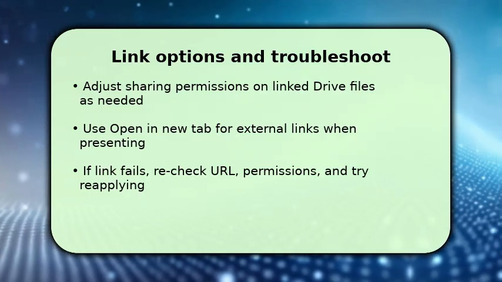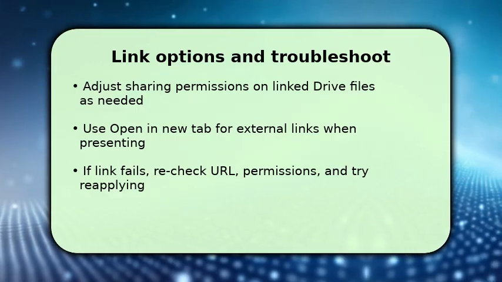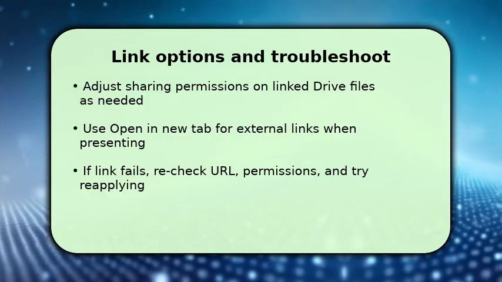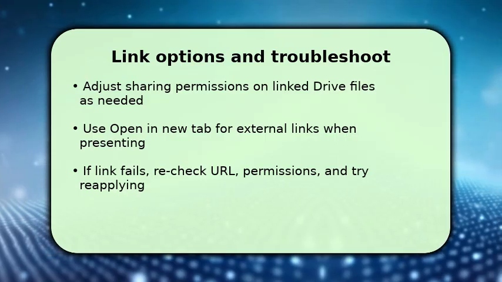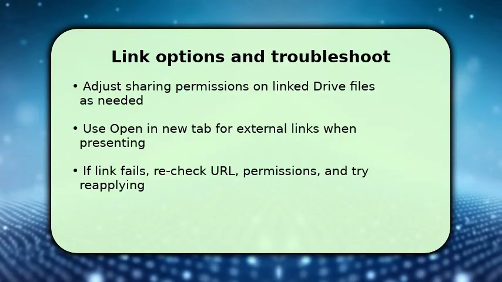If a link fails, recheck the URL for typos, confirm the file's sharing settings, and then remove and reapply the link if necessary. This last troubleshooting step usually fixes visibility or redirection problems quickly.